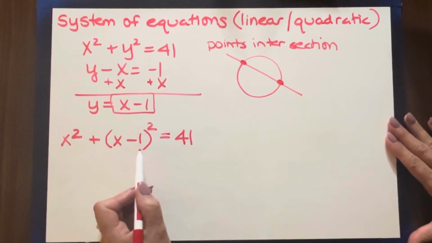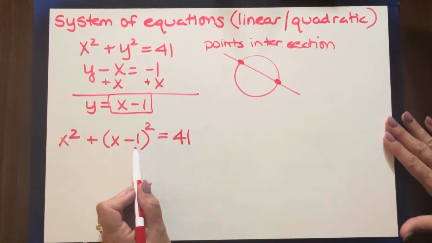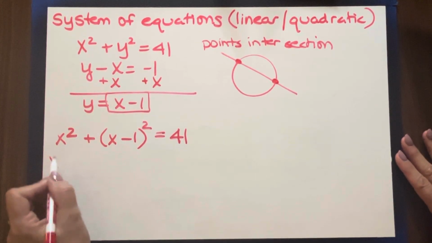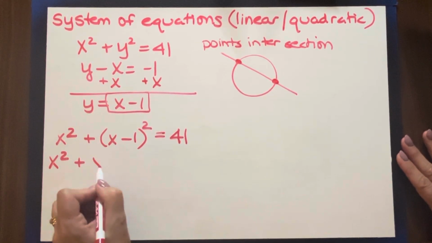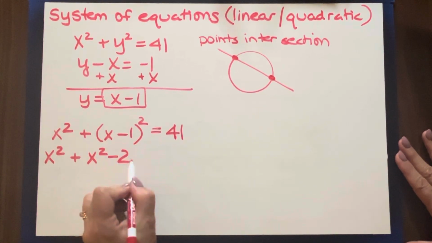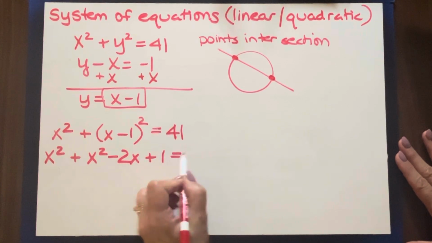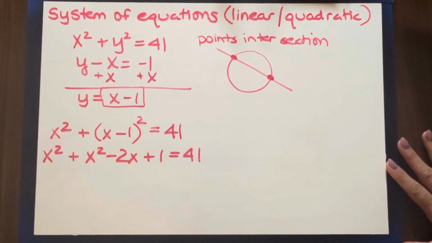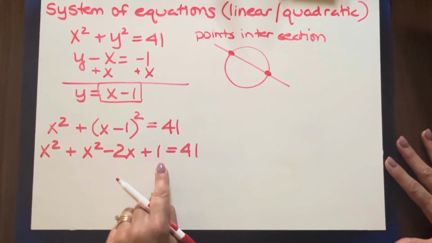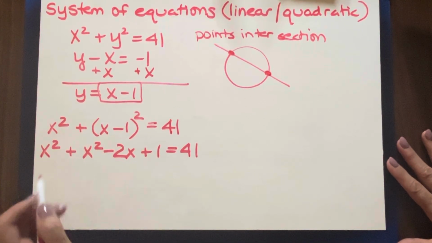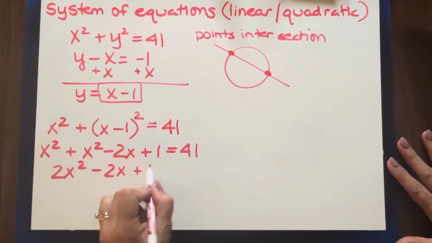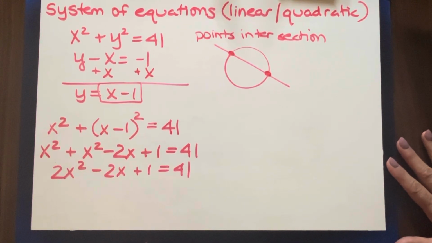So I'm going to multiply this out for you. If you need to pause the video and work on it on your own, go ahead and do that. But I'm going to do this part for you. So when I square x minus 1, I get x squared minus 2x plus 1, keep my 41. So now I'm going to combine some like terms here and get 2x squared minus 2x plus 1 equals 41.